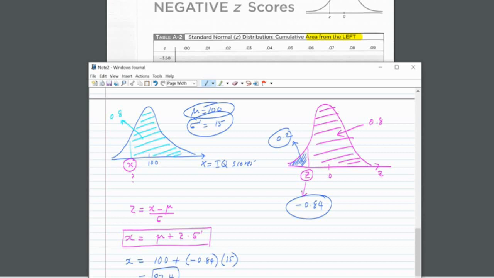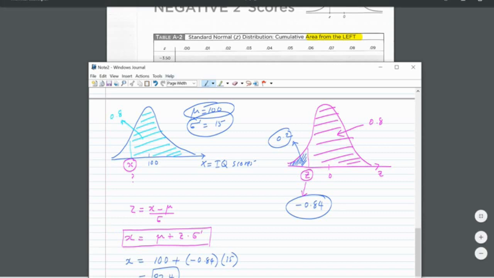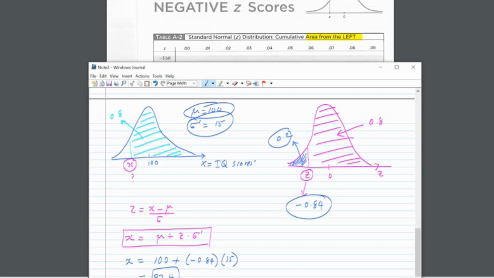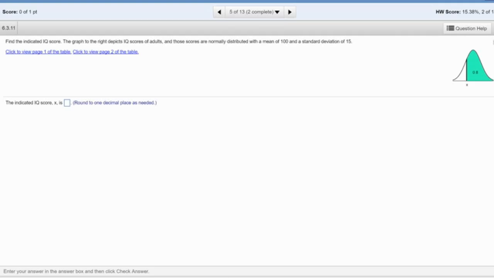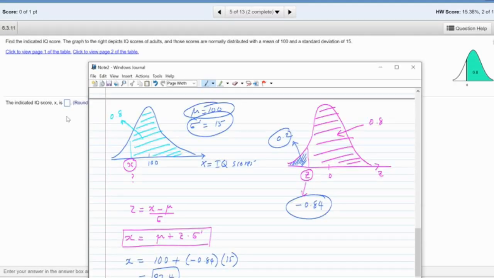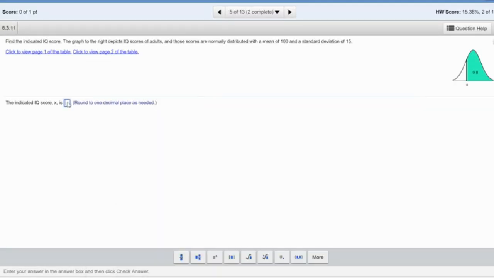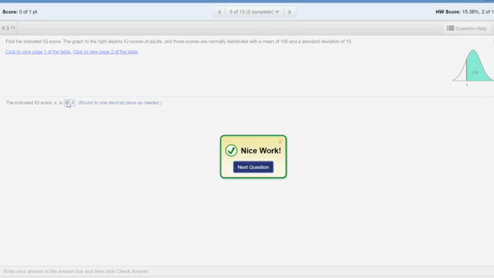Let's type this and check the answer. 87.4. Yes, it works.